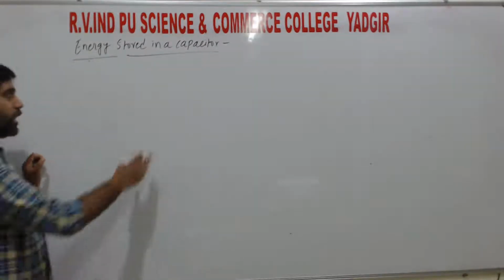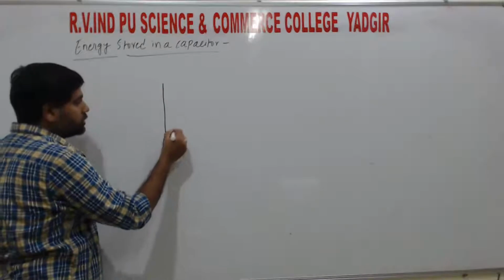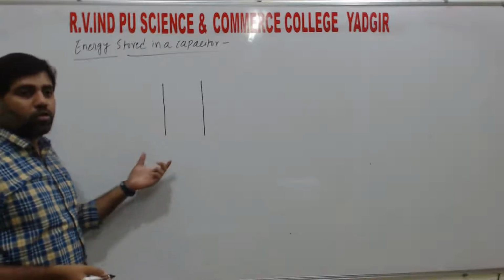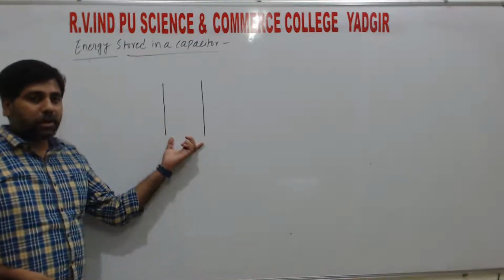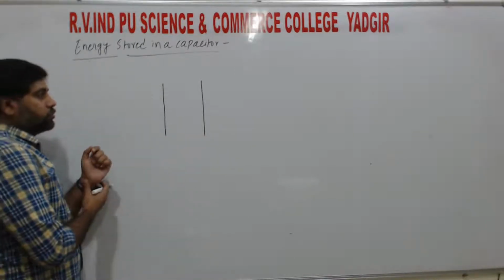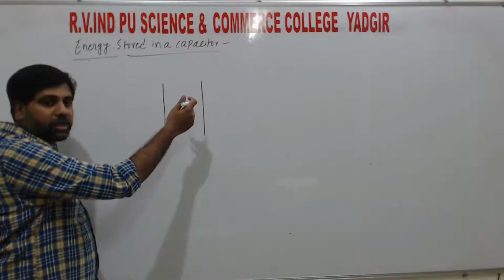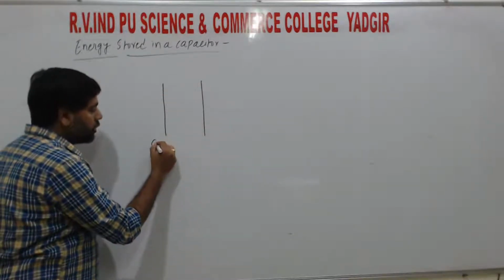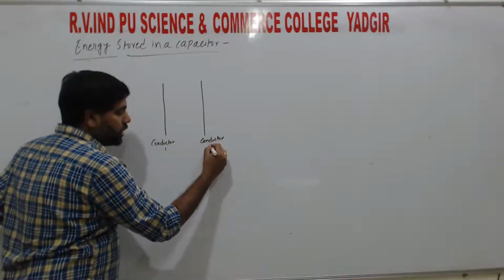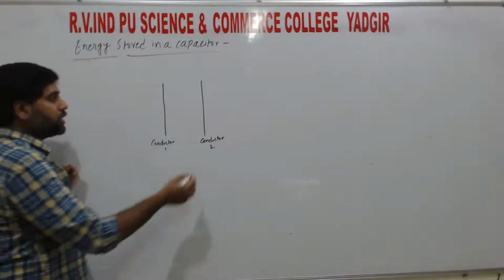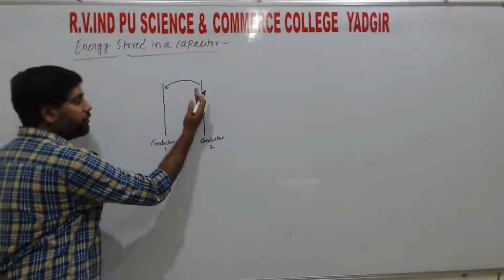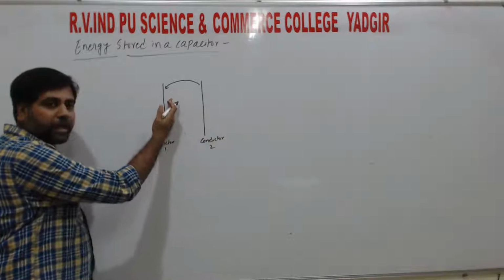So consider a parallel plate capacitor. That means two conductors, right? So initially we take two uncharged conductors, so initially the charge on each conductor is 0, right? Now we shift the charge, bringing the charge from one conductor to another conductor. I will call this one conductor 1, this one conductor 2, right? So bringing the charge from conductor 2 to conductor 1.